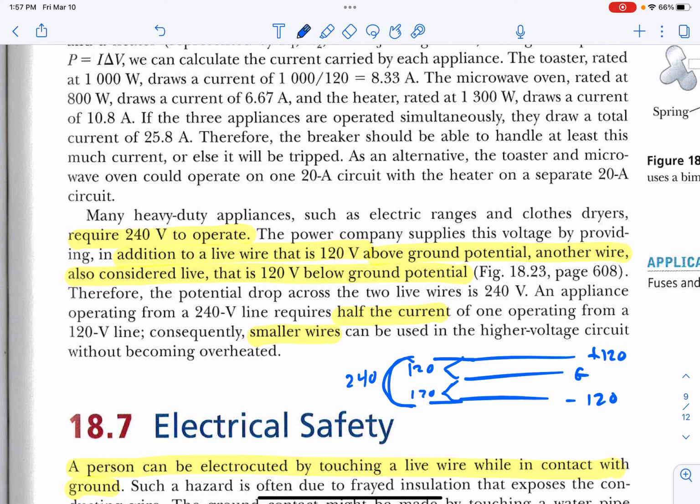And some things that need a lot of current, like an electric dryer, might be 240 volt. But then the greater the voltage, the less the current. So you can still use the same wires you were using before.